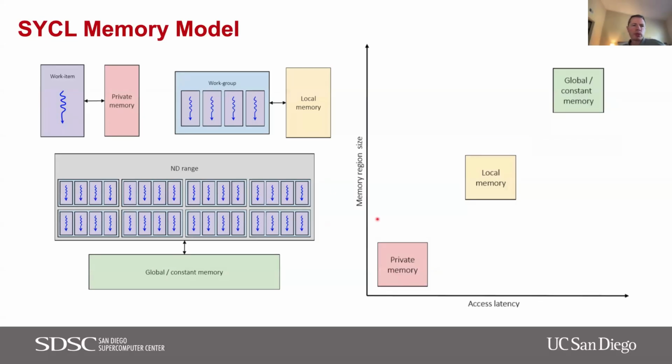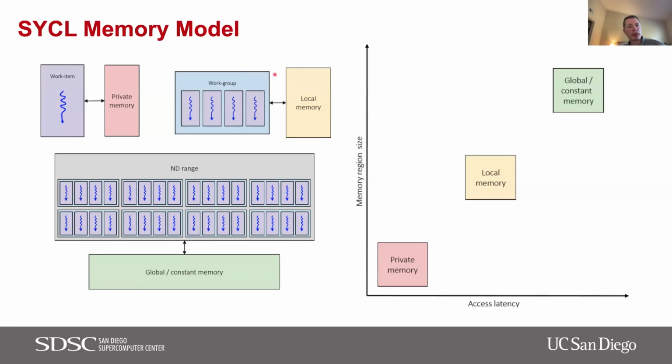And in terms of the memory model, that's also similar to CUDA. You have private memory for the work items, the local register memory, which is very fast, but you don't have as much. And then you have local memory that you can use, which is basically the shared memory in CUDA. And the global constant memory.